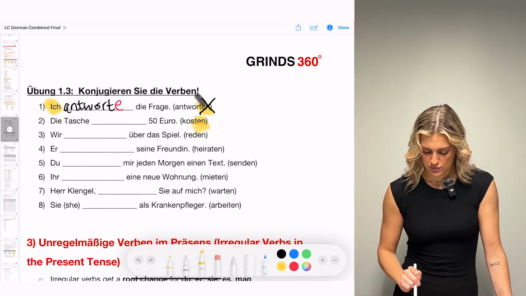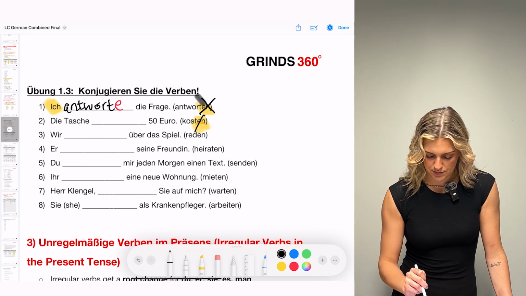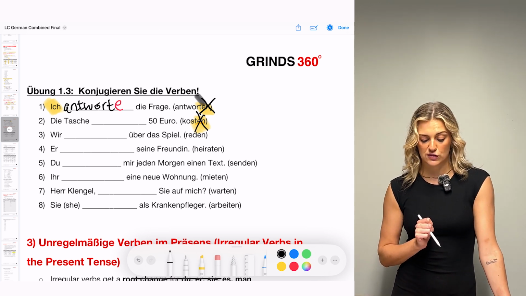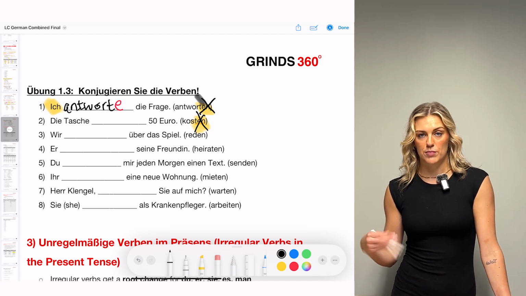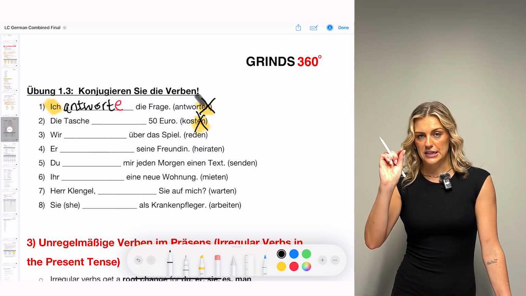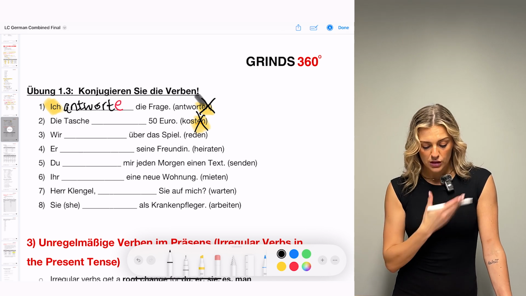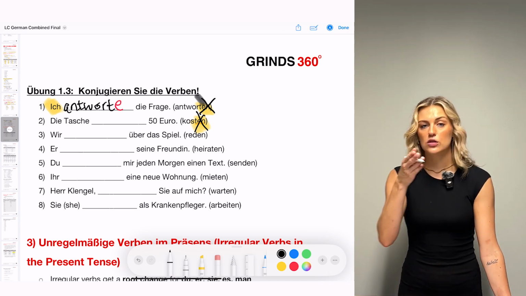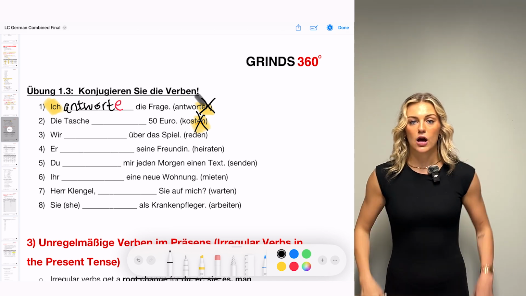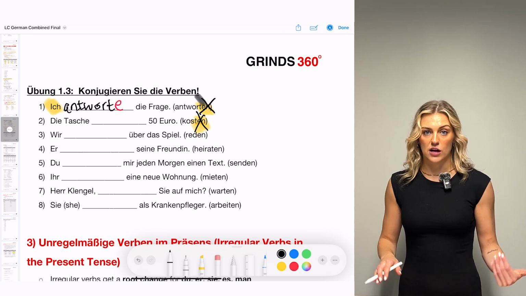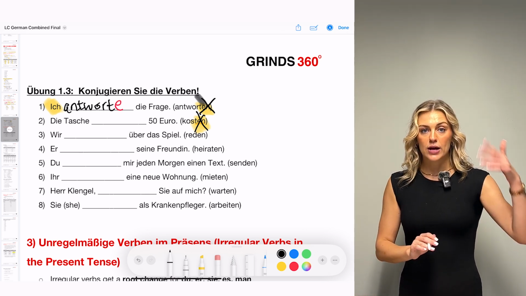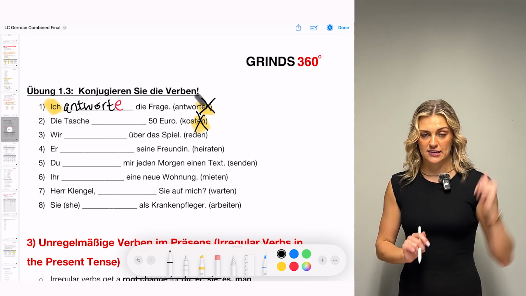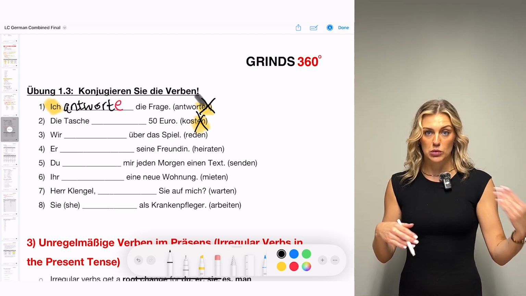So I take off my en, it's gone, I'm left with kost, okay? Now, the bag costs 50 euro. Remember, it's du, er/sie/es/man, and ihr I need to be careful with. So, the bag costs. If I wasn't going to say the bag costs, I would say it costs, okay? It costs. So remember, du, er/sie/es/man, and ihr get this extra e.